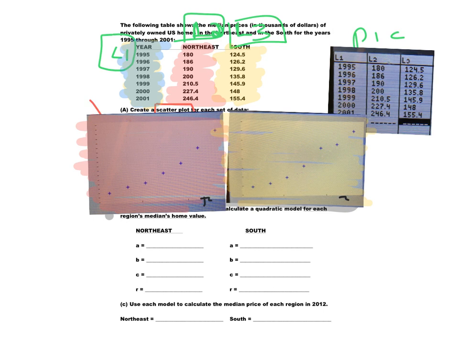Remember, for the Northeast, you're using list 1 and list 2 for your scatter plot. For the South, you're using list 1 and list 3. And this question is a little bit different because what you are being asked to do is create a quadratic model for each region. So we're going to have to run two different quadratic regressions. So first, let's do the quadratic regression for the northeast.